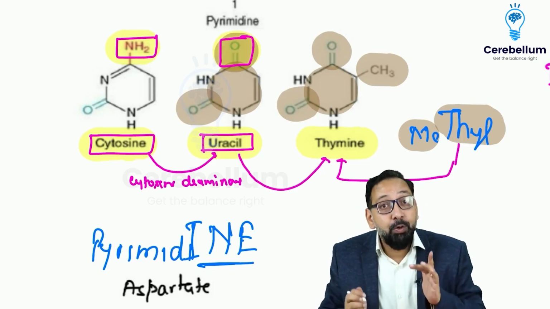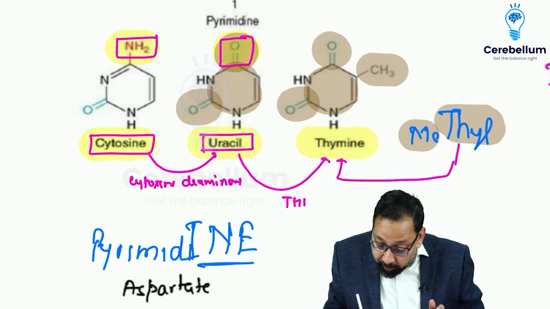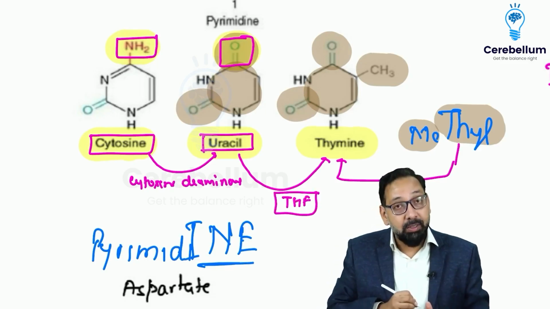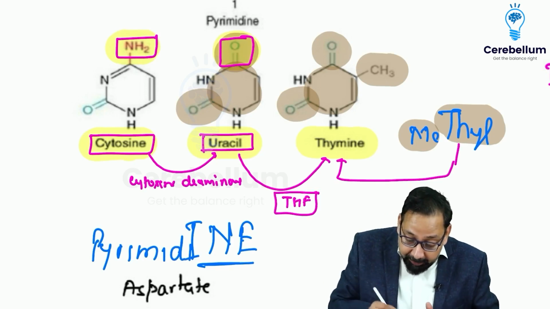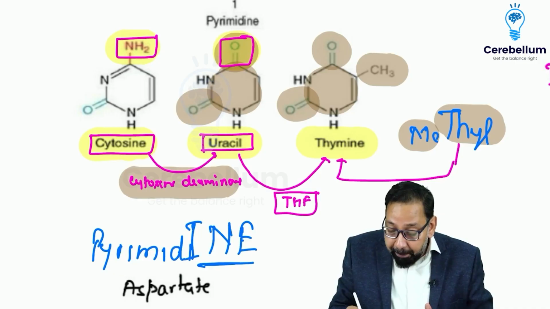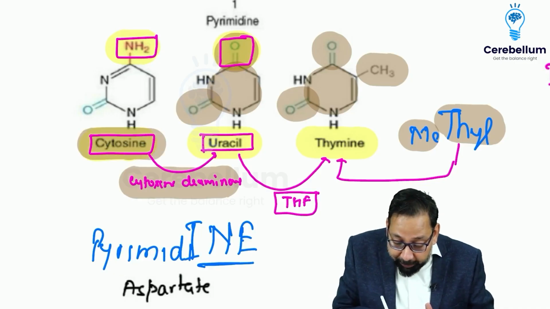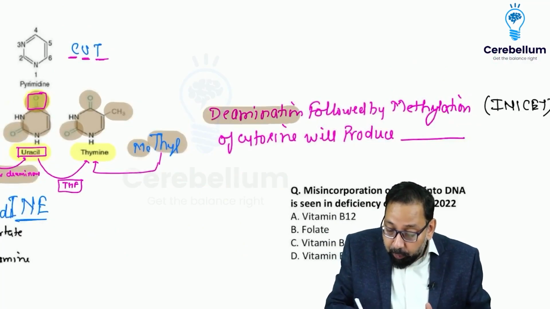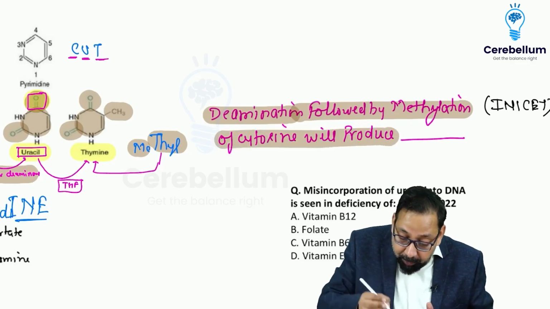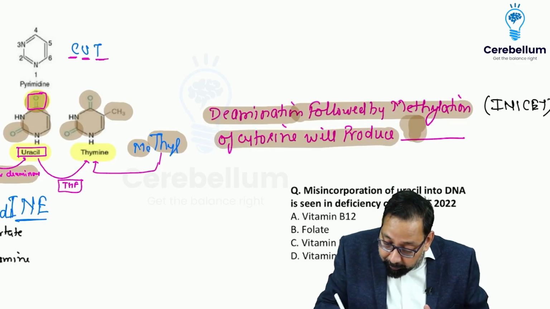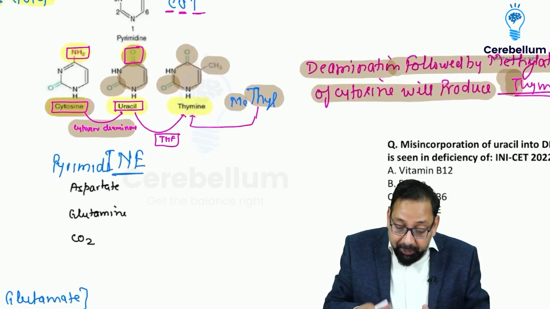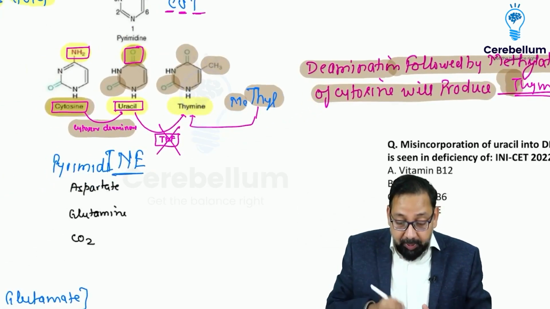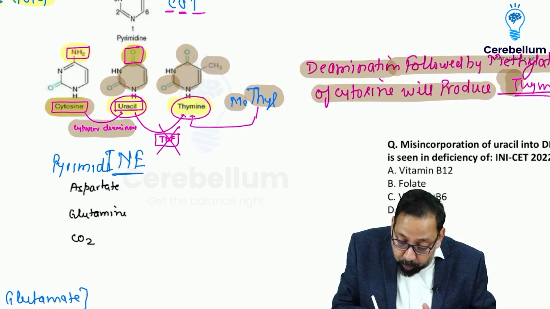And the methyl group donor is folic acid, tetrahydrofolate. So the question was asked: deamination followed by methylation of cytosine will produce what? Deamination followed by methylation of cytosine will produce, yes, thymine. If folic acid is not there, then uracil will not be converted to thymine.